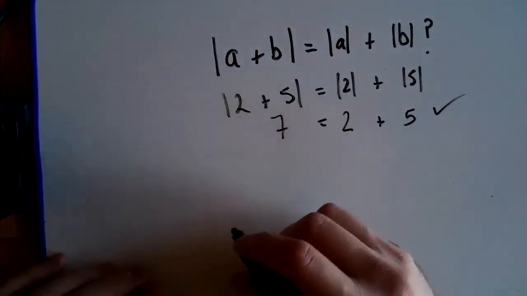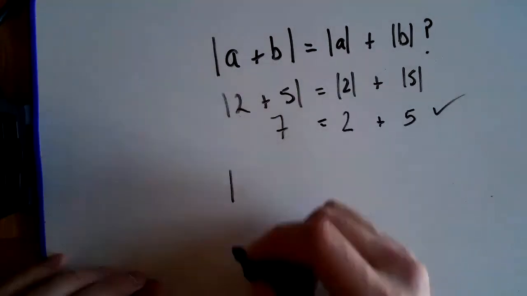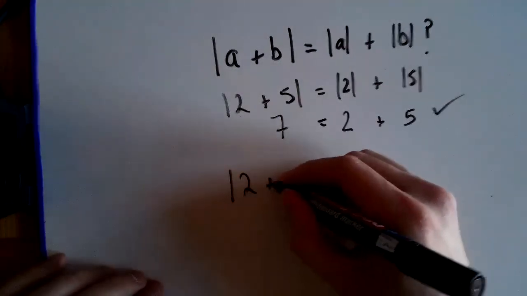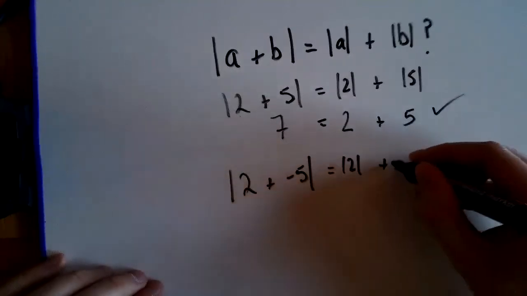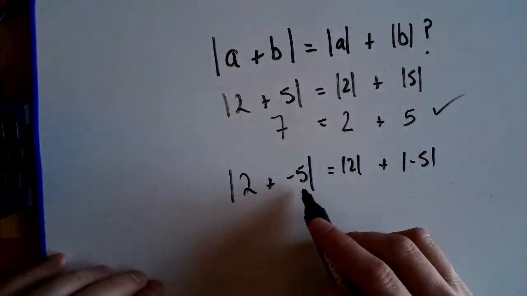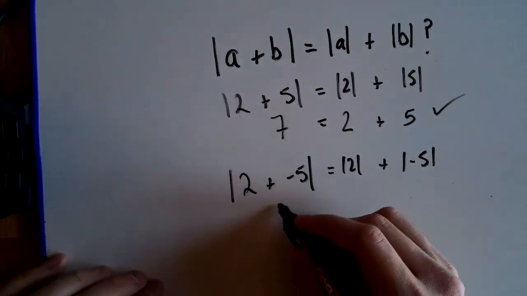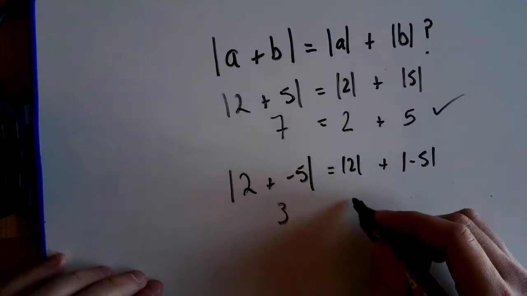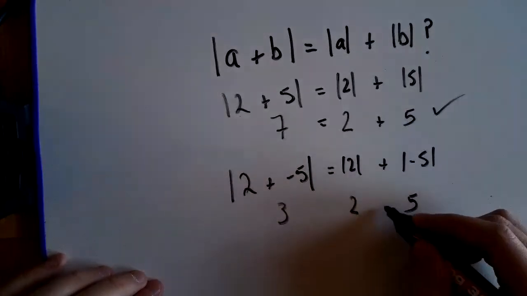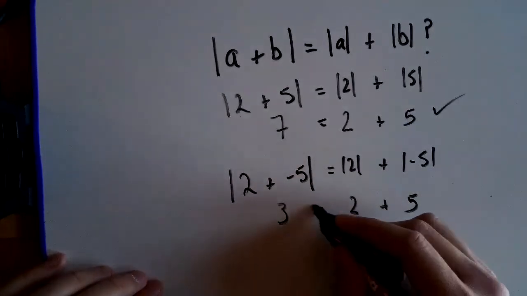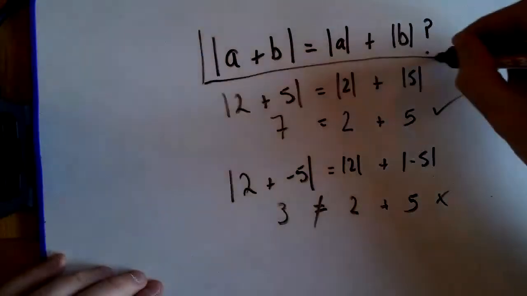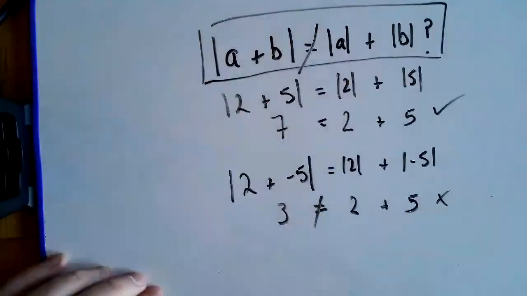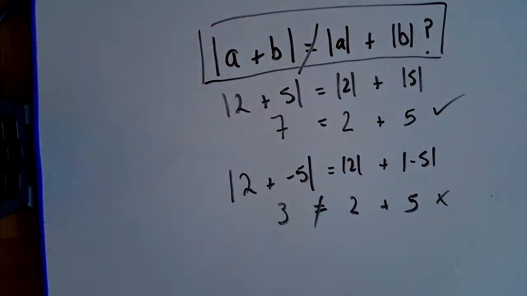Okay. Now we know that things might go wrong with negative numbers, so let's try 2 add minus 5. Well, 2 add minus 5 is minus 3. Modulus of minus 3 is 3. Modulus of 2 is 2. Modulus of minus 5 is 5. 2 add 5 is 7, so that doesn't equal 3. So this thing here doesn't work. I'm not allowed to split the modulus up if there's an add in the middle.